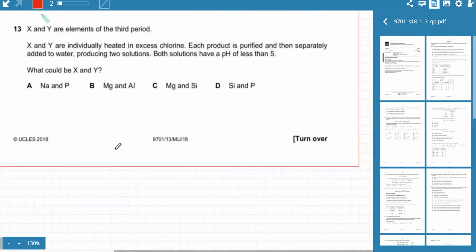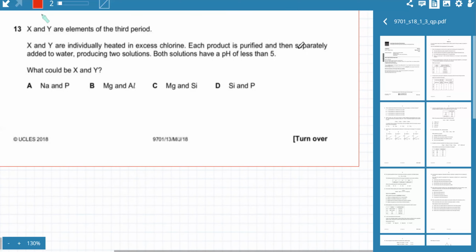Now, this one is X and Y elements in the third period. X and Y are individually heated in excess chlorine. Each product is purified and then separately added to water. So basically, he's making chlorides. So he's talking about chlorides. So it's NaCl, MgCl2, SiCl4. Both solutions have a pH of less than 5. What could be X and Y?